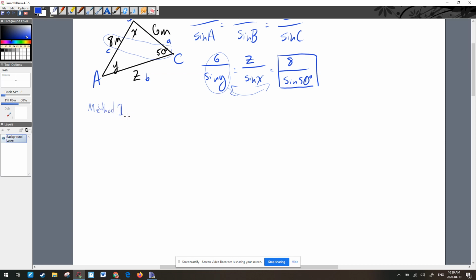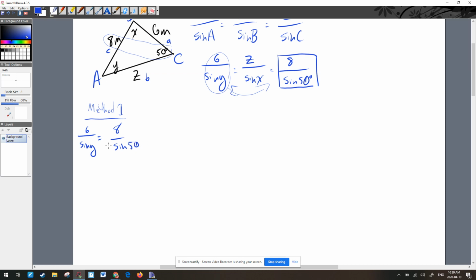Method 1 is how I would definitely do this. The first thing we're going to do is use these two ratios, so I can rewrite them side by side. So we're going to have 6 over the sine of y equals 8 over the sine of 50.